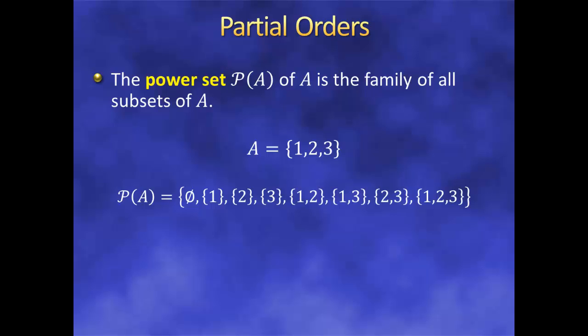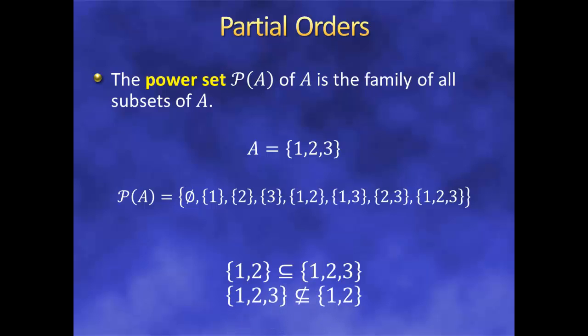For example, the set {1, 2} is a subset of the set {1, 2, 3}. But {1, 2, 3} is not a subset of {1, 2}. But remember, {1, 2, 3} is a subset of itself, so the reflexive condition is satisfied. When we can establish a partial order on a set, we call it a partially ordered set, or a poset for short. So the power set of {1, 2, 3} with the subset relation is a poset.